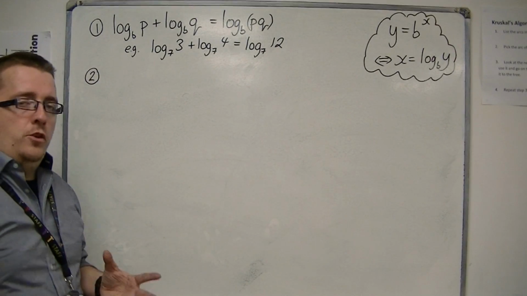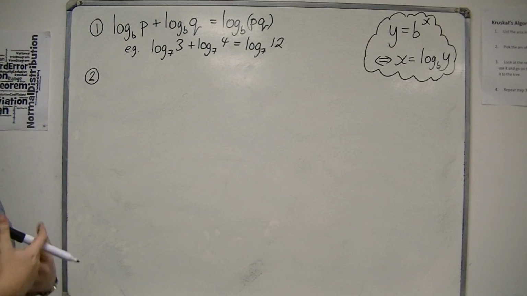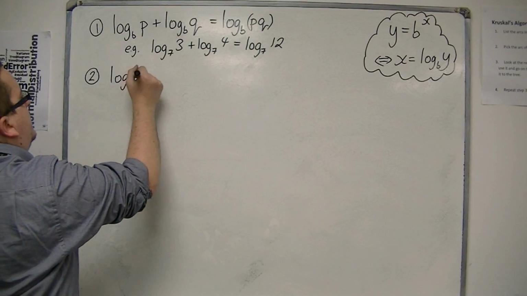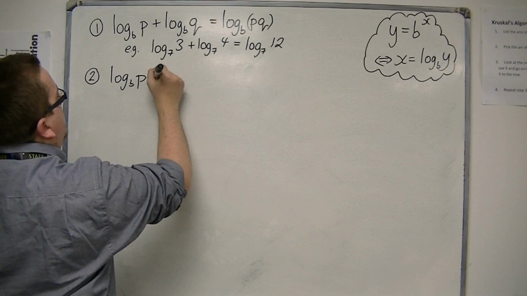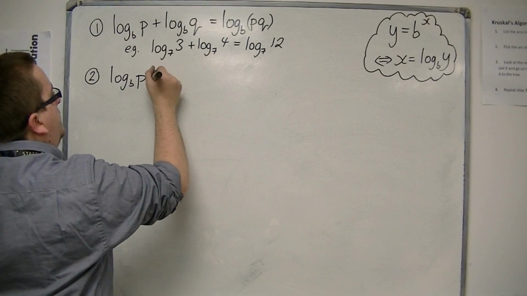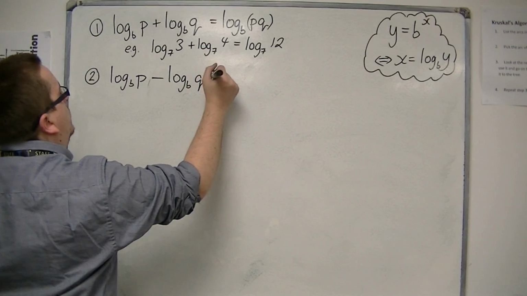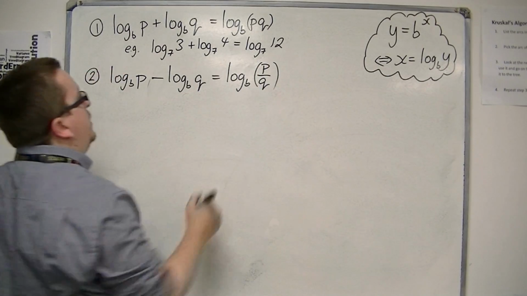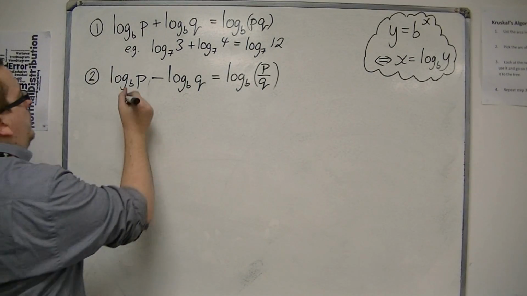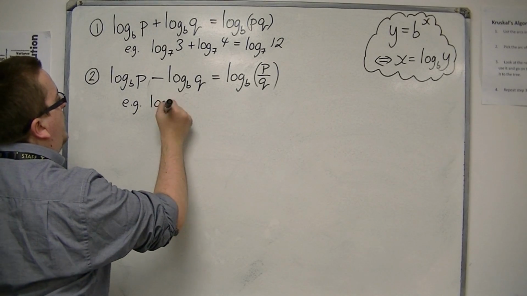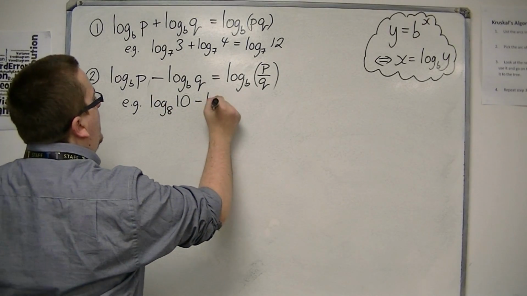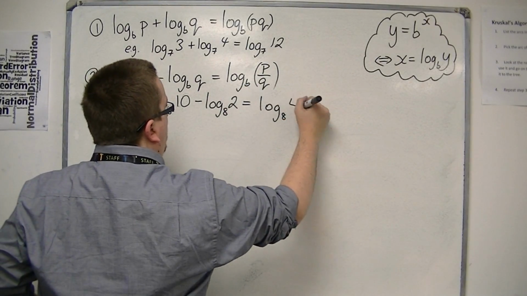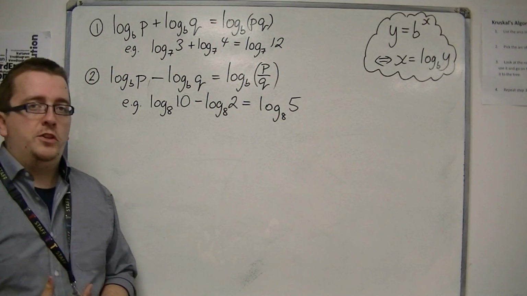So if when we add logarithms we multiply, it doesn't take too much to then think about where if we subtract logarithms, we must be dividing. So log base b of p subtract log base b of q is log base b of p over q, p divided by q. So for example, if you've got log base 8 of 10 and take away log base 8 of 2, then this is log base 8 of 10 over 2, 5. 10 divided by 2.